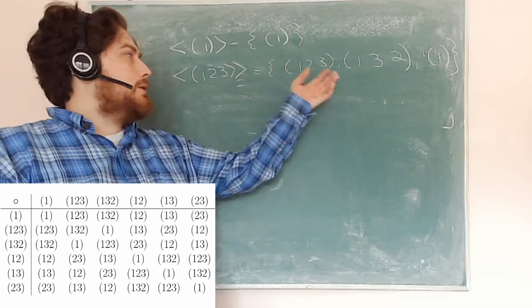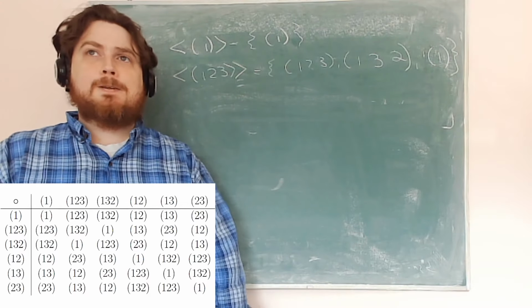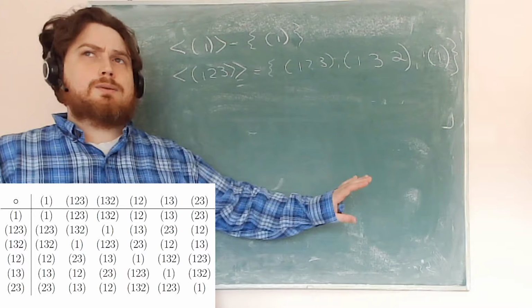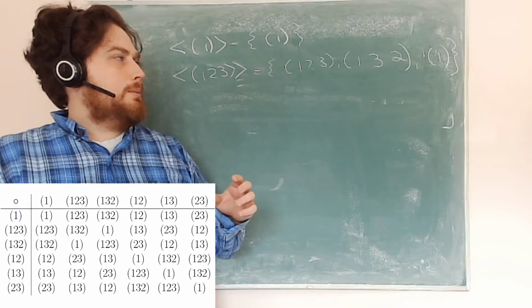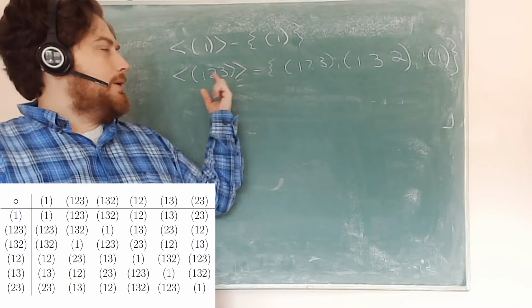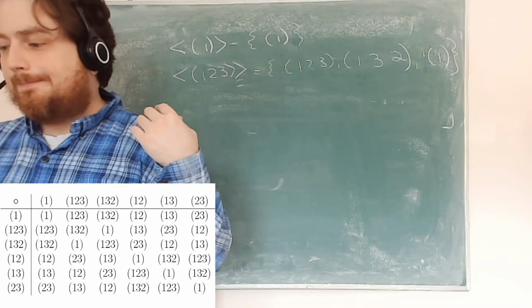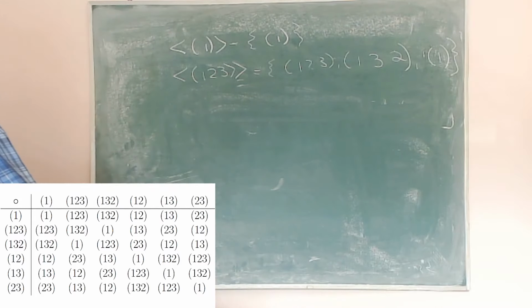So this is the smallest group containing (1 2 3). If I wasn't closed under any of those, I'd have to finish closing it by adding more elements in. But that would be the group generated by (1 2 3). Questions on that at all?